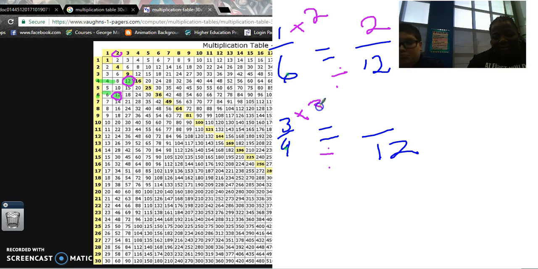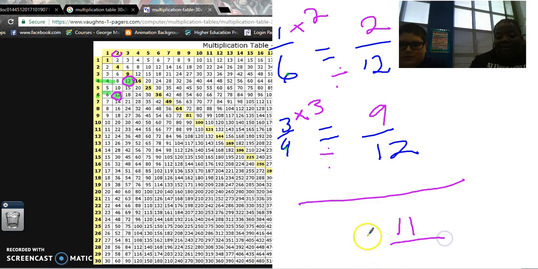Take that 3, multiply it with the numerator that's already there. 3 times 3 is 9, or 3 squared. Yeah, 3 times 3, 9. This was an addition problem, so we'll add 9, 10, 11.